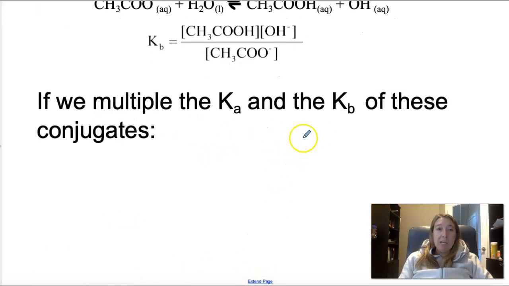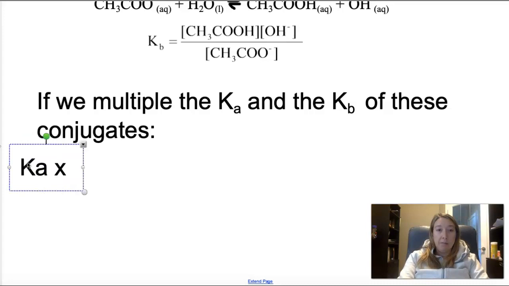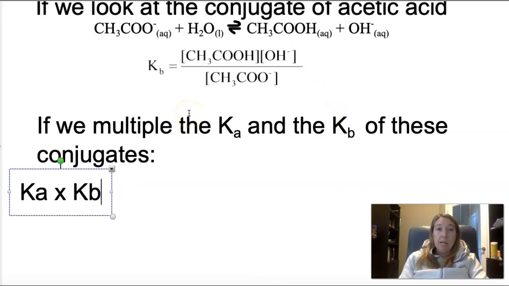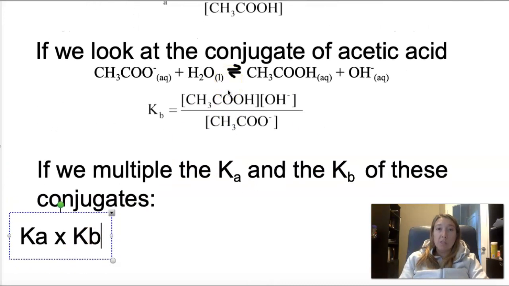This may seem kind of random, but what if we multiply the Ka and the Kb of these conjugates? Thought I had this typed out, apparently I didn't. So if we do the Ka times the Kb, fix my font because it's massive. Okay, actually using the expressions that we wrote.